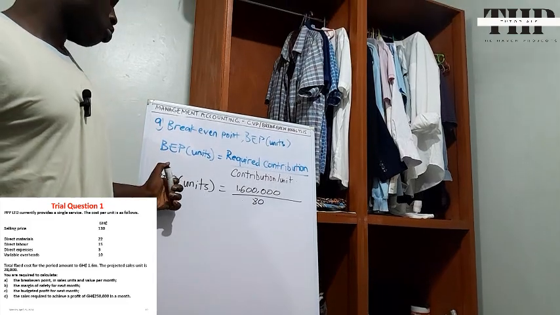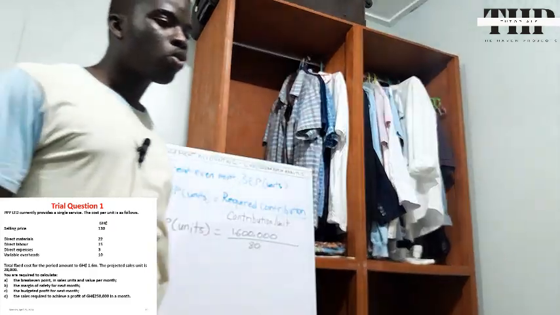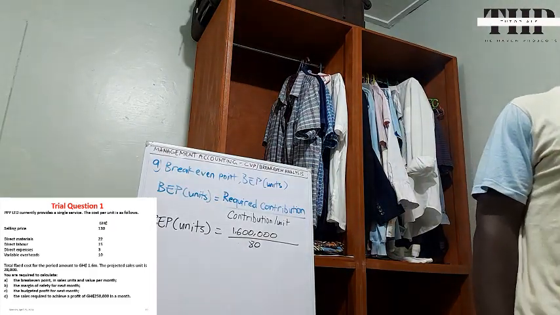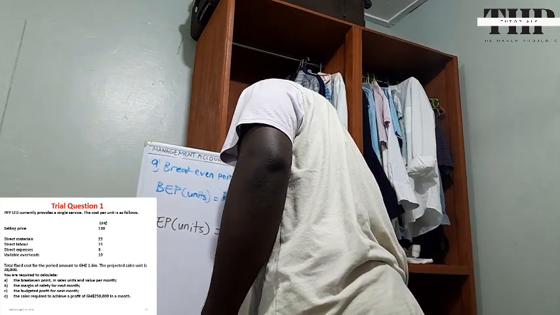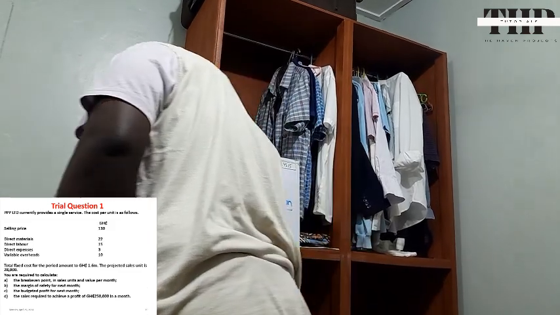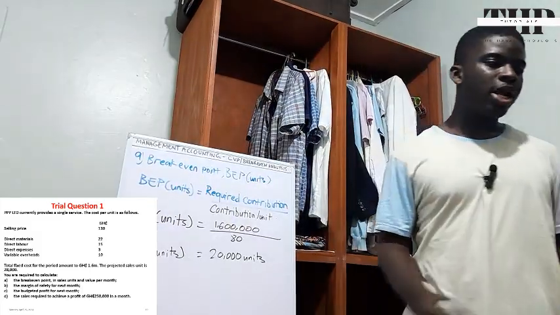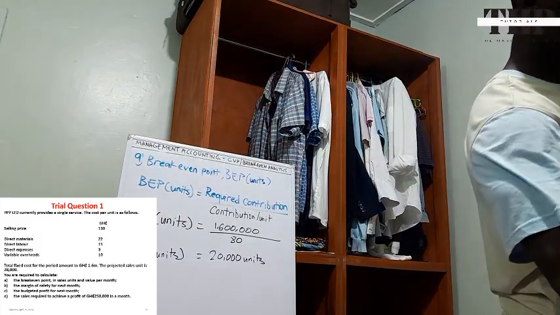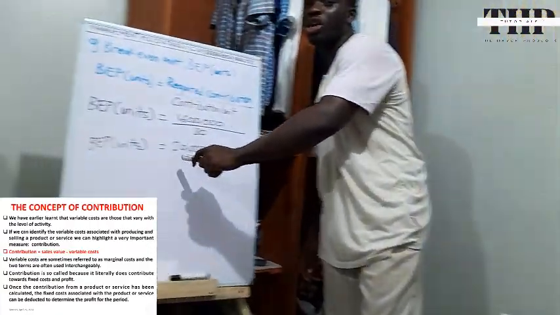Right, so break-even point in units is given. When you calculate it, it becomes 20,000 units. But the question asks us to find out not just the break-even points, but the sales units and value per month. Now, this is units, but how do you get the value?